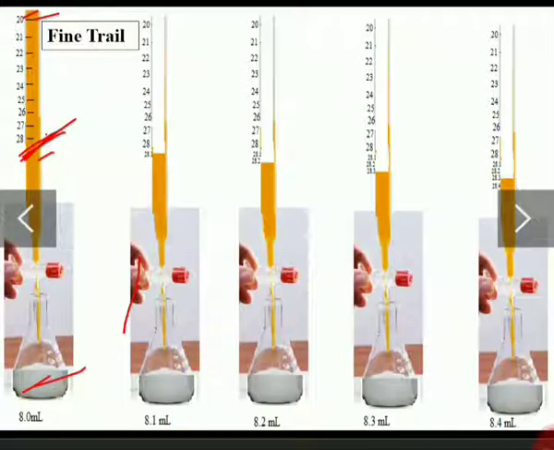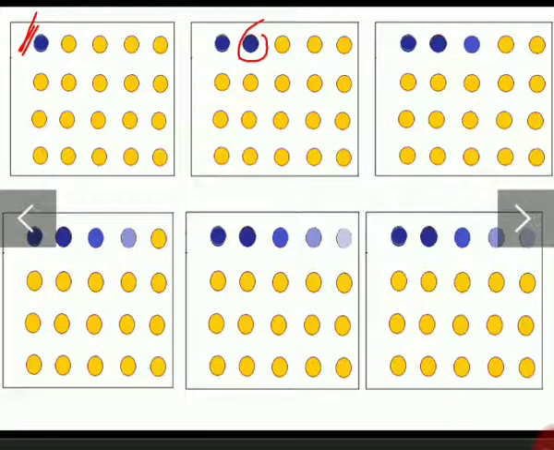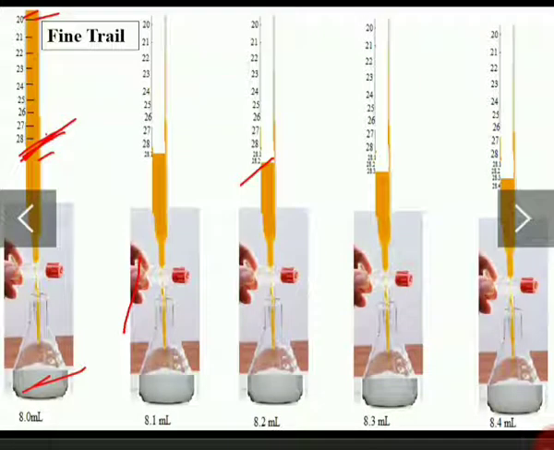You have added 8.1, that is now the burette reading is 28.1. Again add 0.1 ml, that is 28.2. Bring the sample in contact with the indicator. Indicator has produced color. It says that still there is Fe2+ ions remaining. Now you have added 28.2.